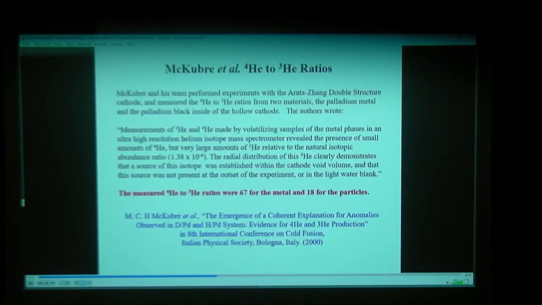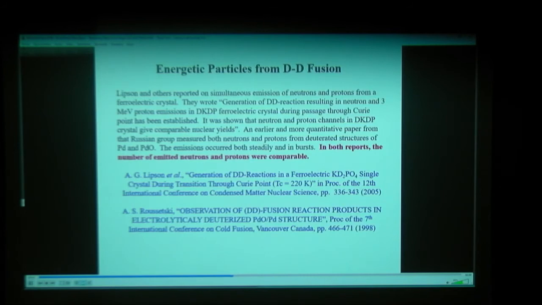McCubre and his colleagues repeated the Arata double structure experiments and measured helium-4 to helium-3 ratios that turned out to be 67 for the metal of the double structure cathode and 18 for the particles inside of the cathode. Energetic particles were measured by the Russians, Lipson and Roussetski, in an experiment that involved a ferroelectric crystal. It was shown that the neutron and proton channels from that crystal gave comparable nuclear yields. So in two of these papers, the number of emitted neutrons and protons were comparable. Very, very important.